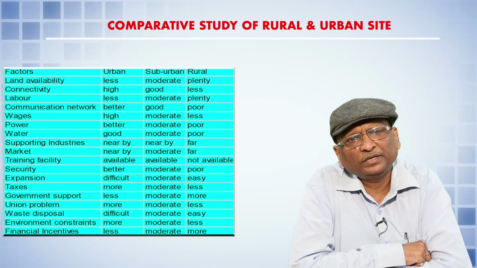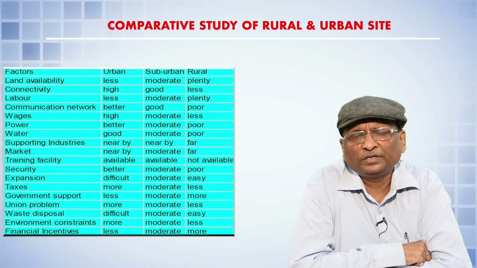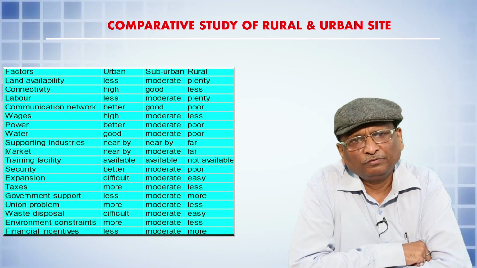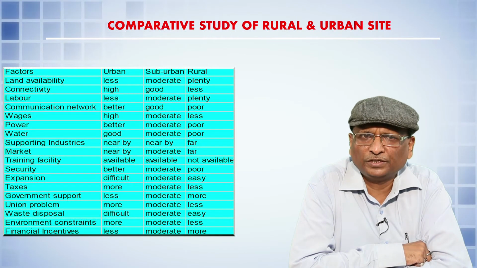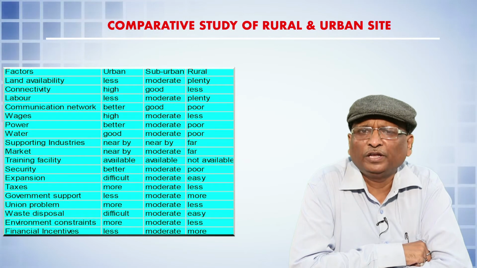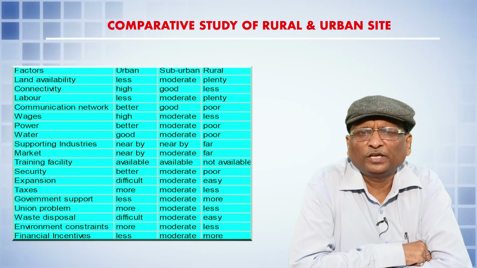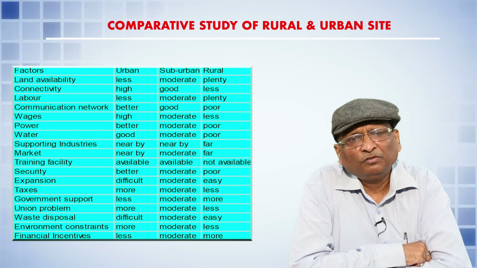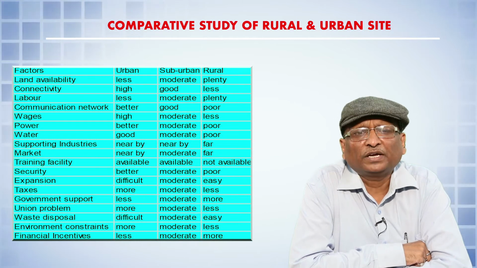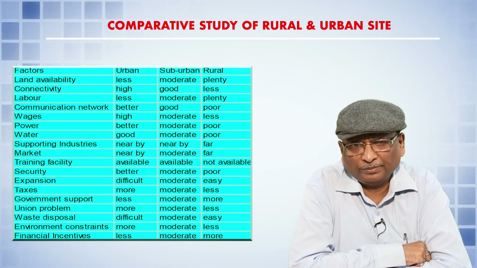Connectivity, when I am talking, in the case of transportation, it is connectivity with the rail lines, connectivity with airport, connectivity with market, that we have to give consideration. Then availability of labor, communication network, wages for the employees. You will see in case of urban it is high, in case of rural it is low. One has to see what is the condition of power availability, what is the condition for the water availability.